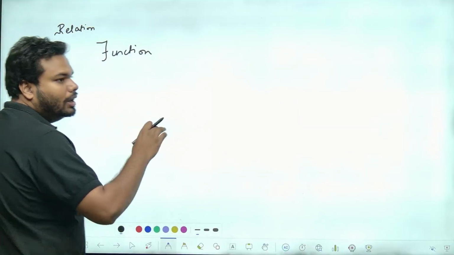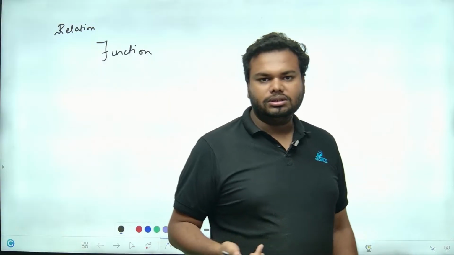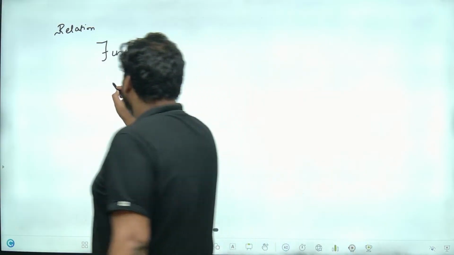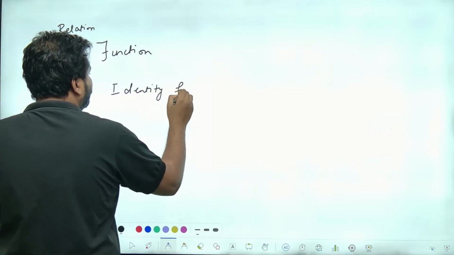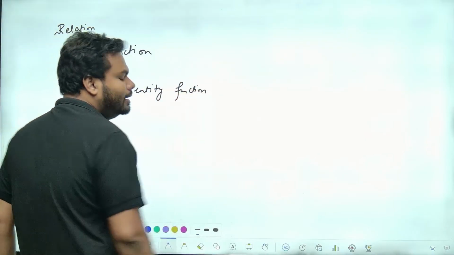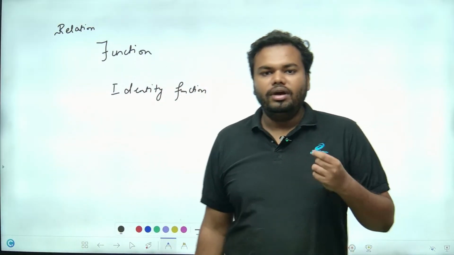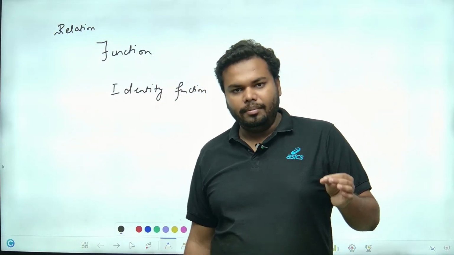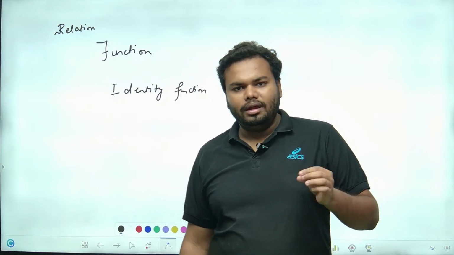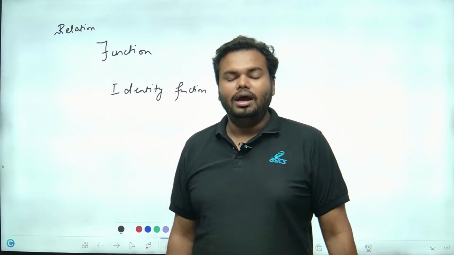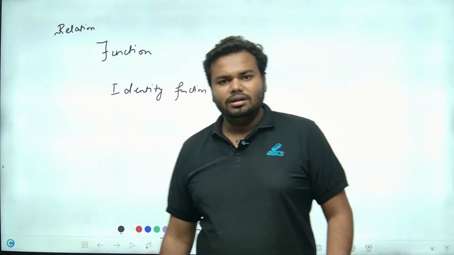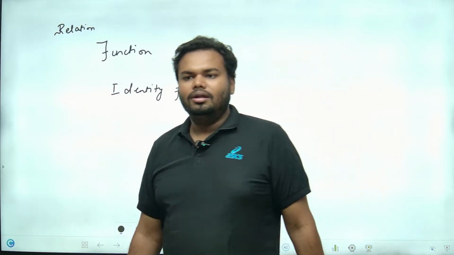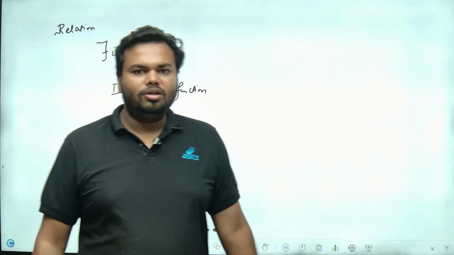Then I taught about types of function. Identity function. What was identity function? When domain and codomain were the same and f(x) equal to x, it is known as identity function. I taught about signum function, greatest integer, fractional part function, constant function. All right, so I told everything about the types of function.